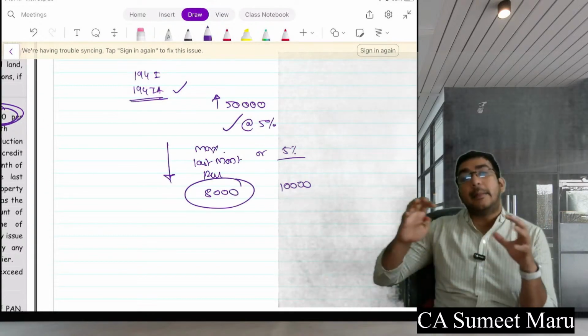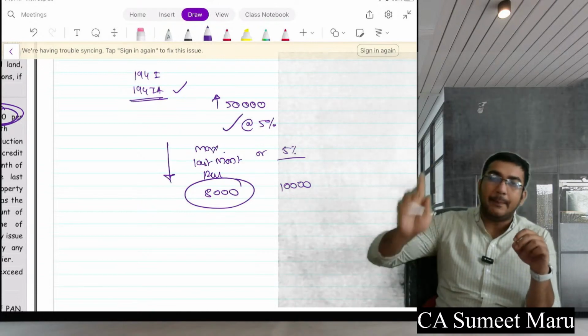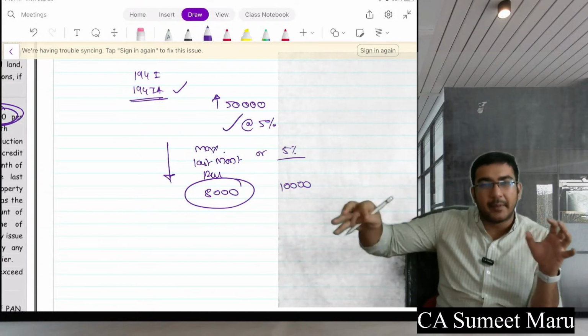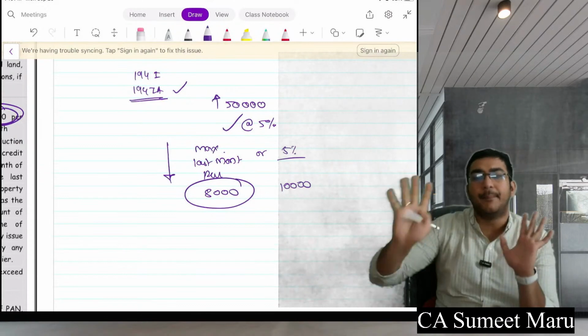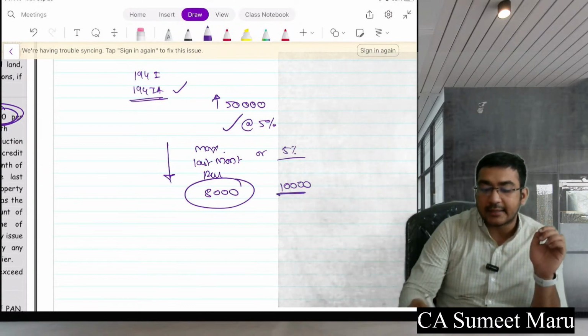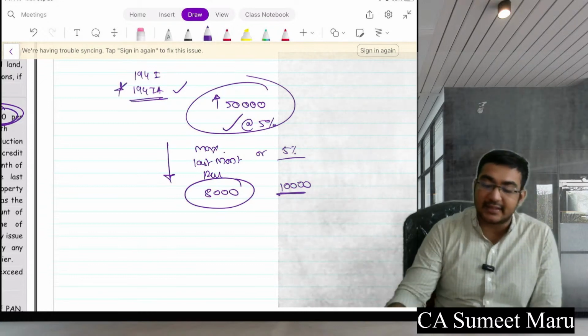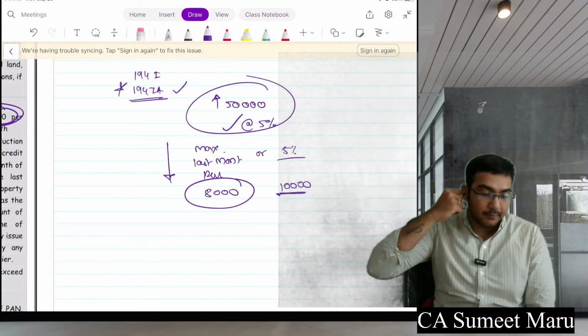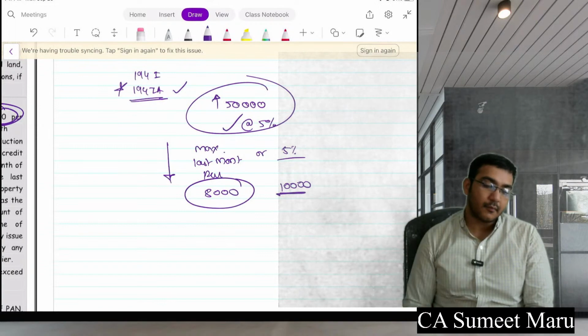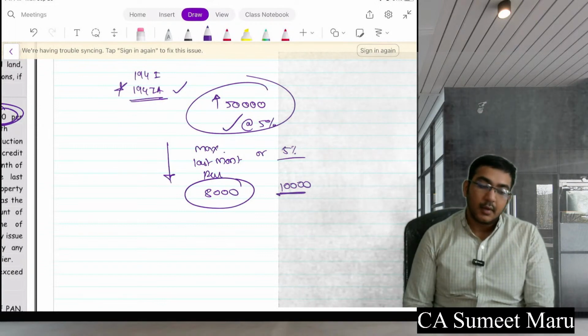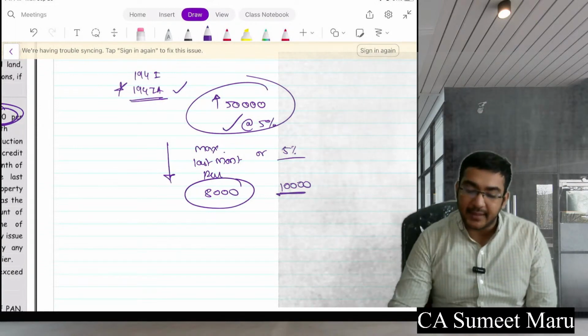Everyone clear? The complete year's TDS is to be done at one point itself. You do not need to do it every month. At year end in March, you have to do the complete TDS, if the rent is above 50,000 per month. Everyone clear? This is also a very important and interesting section. A good question can be formed from here. Yes, is everyone clear? Is everyone with me?